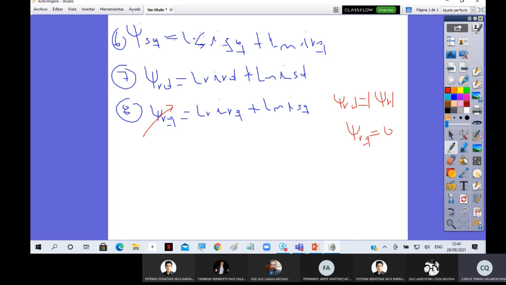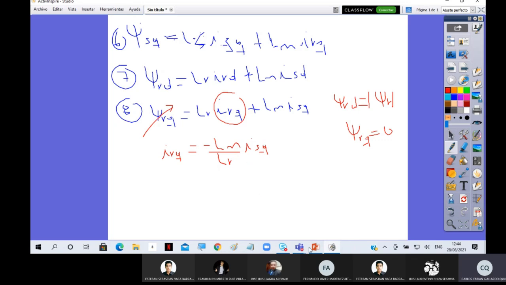Okay, this flux is equal to 0. So from this equation, isolating the rotor current on Q-axis, because I am working with field-oriented control, in this case the rotor flux orientation technique, I will have the rotor current on Q-axis equal to the magnetizing inductance over the rotor inductance times the stator current on Q-axis.